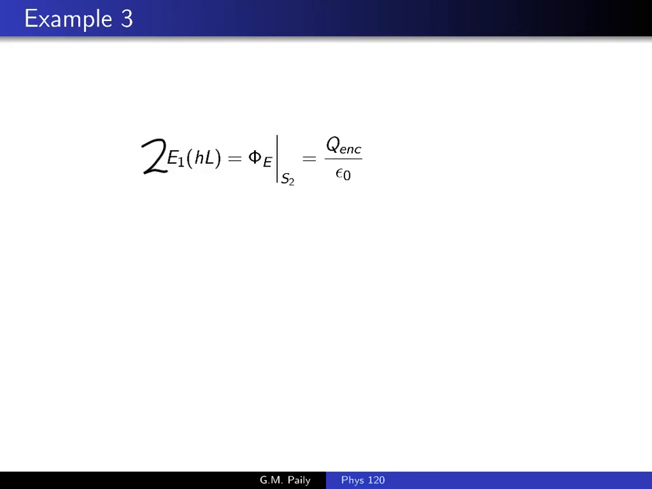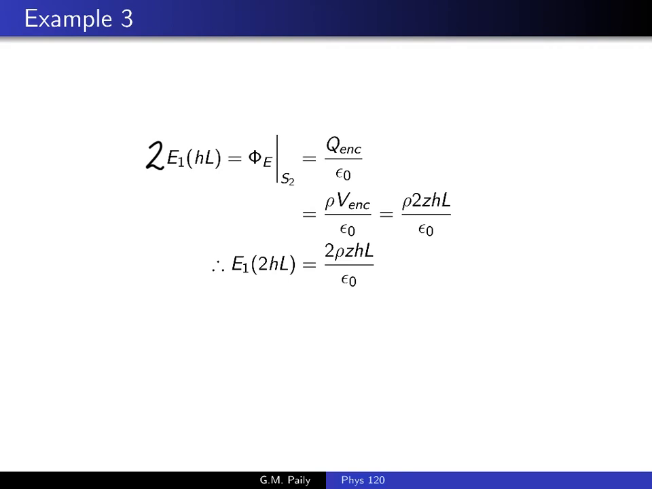We now evaluate the right side of Gauss's law. Once again, we can find the charge enclosed by looking at the charge density ρ times the volume enclosed. This time the volume enclosed is 2z, which is the thickness of the Gaussian box, times h times L. That times ρ gives us the charge enclosed.